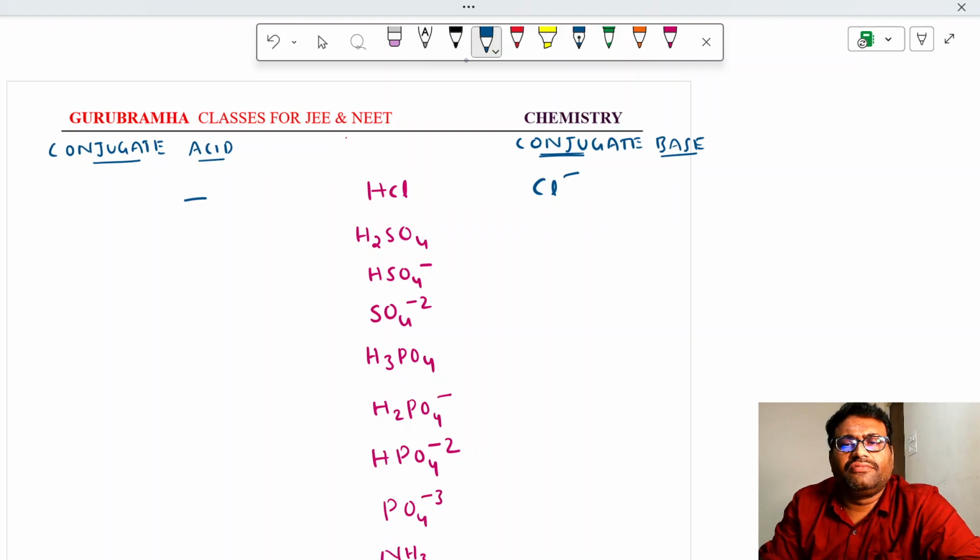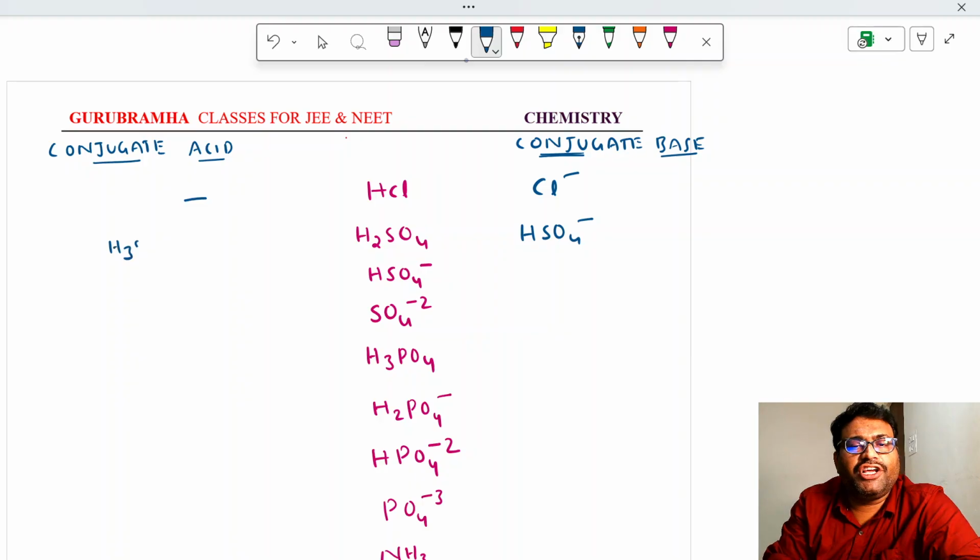H2SO4, conjugate base. Remove one H plus, then what do you get? HSO4 minus. For H2SO4, can you add H plus? Is H3SO4 plus possible? No, not possible. So there is no conjugate acid for H2SO4.